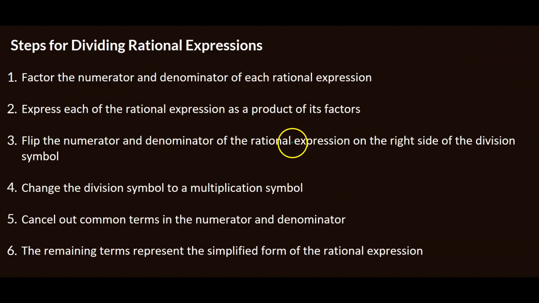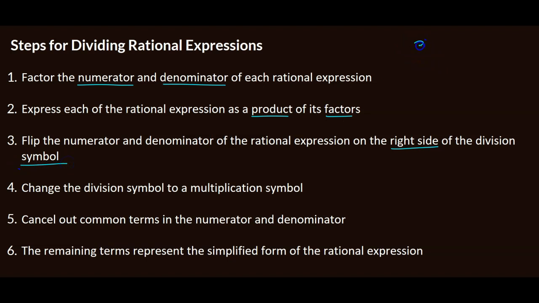So how do we go about dividing rational expressions? First of all, we want to factor the numerator and denominator in each of the rational expressions. And then after that, we're going to express the rational expressions as a product of its factors. And then we have to follow the rule of dividing fractions, because remember that rational expressions are presented as fractions. So what we're going to do is flip the numerator and denominator of the rational expression on the right side of the division symbol.